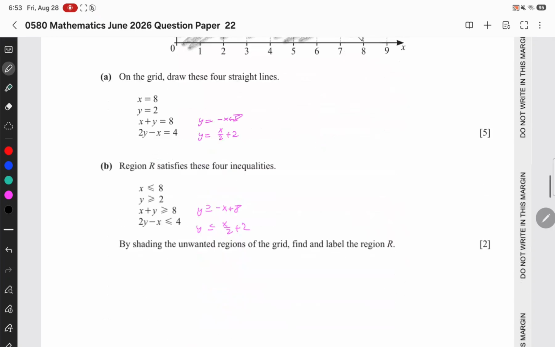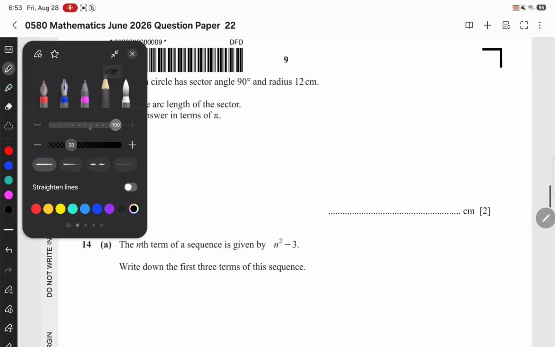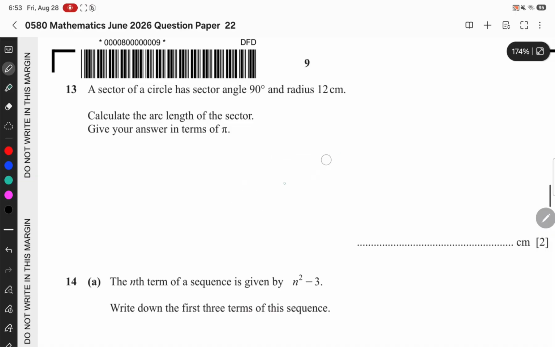Nice. I have to fix my pencil after recording. I don't know what settings I put it in.